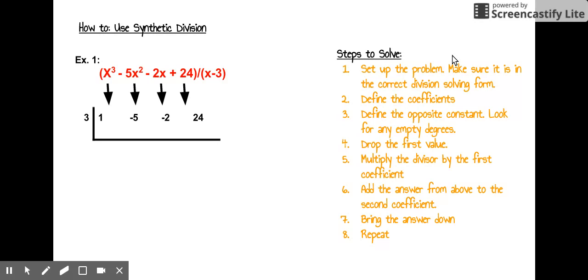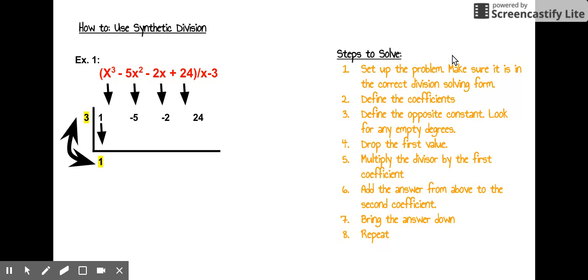So we have all the degrees accounted for. Now we're going to drop the first value, and the first value is a 1. We're going to pull that 1 down and bring it to the outside of our table. From here, we're going to multiply the divisor by the first coefficient. So we multiply 3 and 1, and whenever you multiply 3 by 1, you get 3.